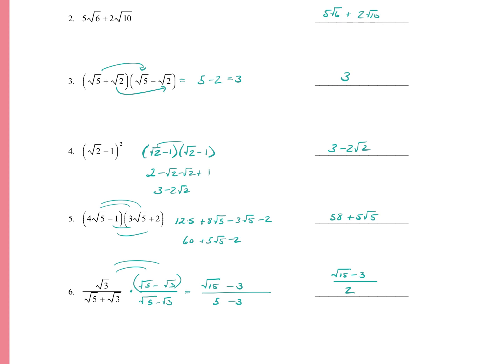3, you want to FOIL that out. Root 5 times root 5 is 5. Root 5 times negative root 2 was a negative root 10. And then root 2 times root 5 is a positive root 10. Positive and negative root 10 cancel out, and you're just left with 3.